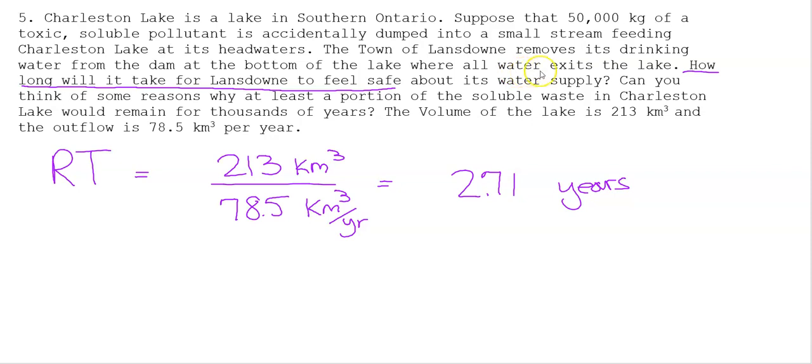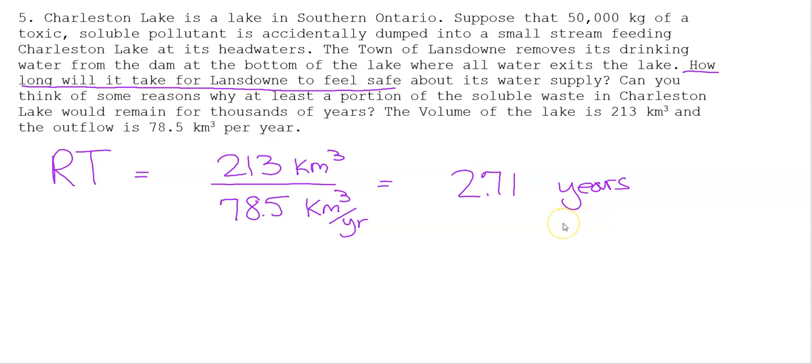So if you read through this prompt, you see this sentence here: how long will it take for Lansdowne to feel safe? They're asking you for a time. So you're trying to solve for residence time here. They gave you the volume, they gave you the outflow, and they're talking about how long until all that water gets replaced and they'll start to feel safe. So there you just take your volume of 213 cubic kilometers, divide it by your outflow of 78.5 cubic kilometers per year. Years will pop up to the top because kilometers cubed will cross each other out, and you're going to end up with 2.71 years is how long it will take.